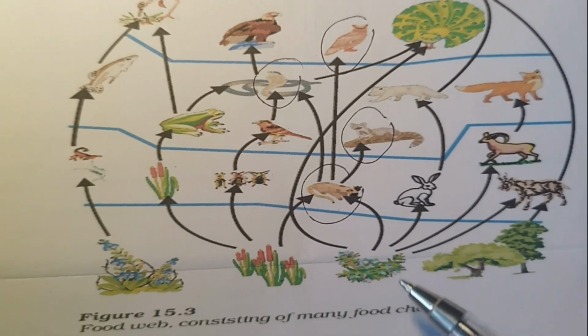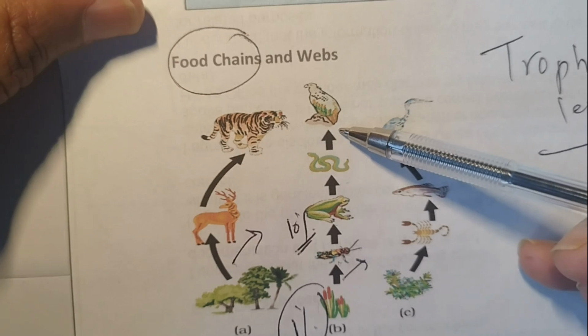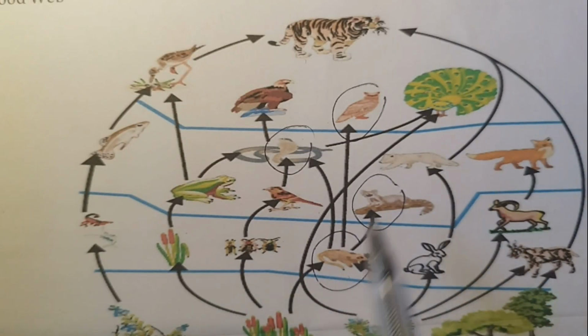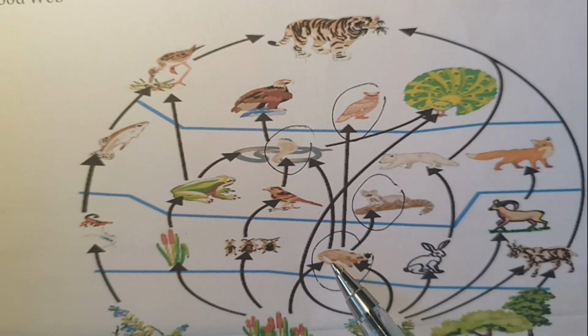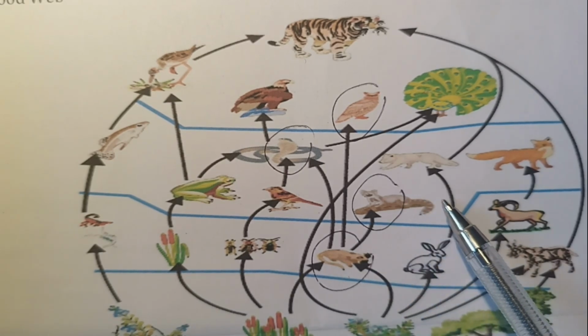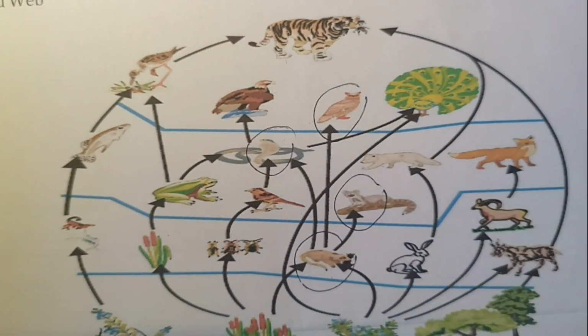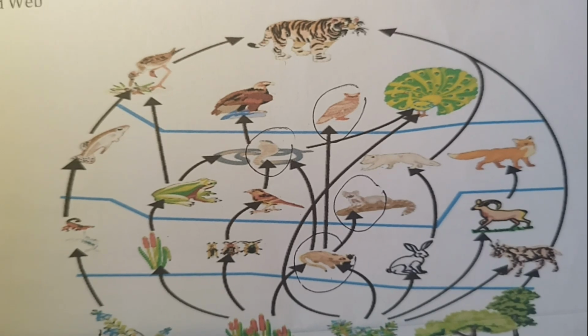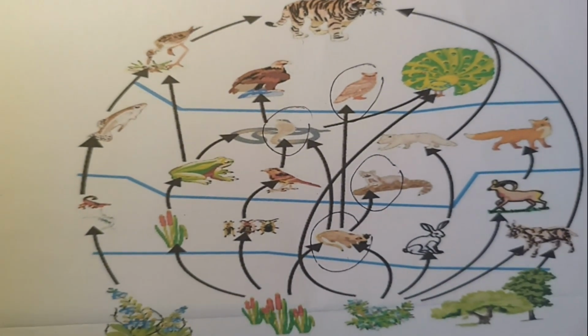So the food chain is not always a straight line. It is more of a branching tree. The relationship is usually shown as a series of branching lines, and this series of branching lines is called a food web. Web means a network. So this is a food web.